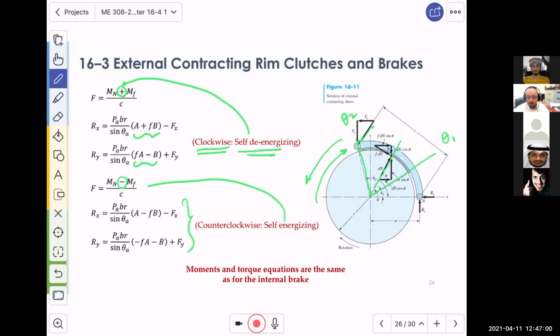So what about the rest? The moment, the torque are exactly the same. So be careful. Whenever you have a brake, then you need to know, is it internal or external? And once you rule out the rotation and you know which one is energizing, which one is de-energizing, you just know how to use proper equations and you should be set to go. That's it. This is it. Okay. I think I reached my time.